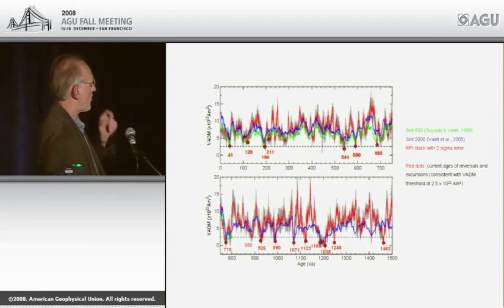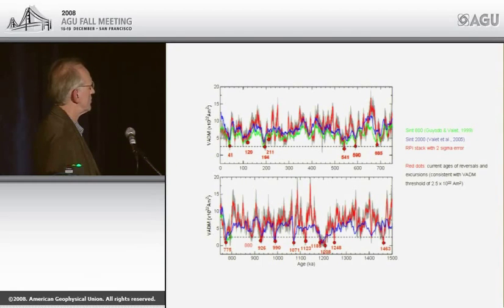So just looking at this paleointensity stack now and comparing it with the ages of excursions that we talked about earlier, we can see that all the minima are associated with ages of excursions, or many of the minima. All these minima here are associated with ages of recorded excursions.